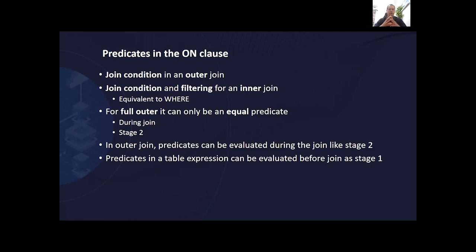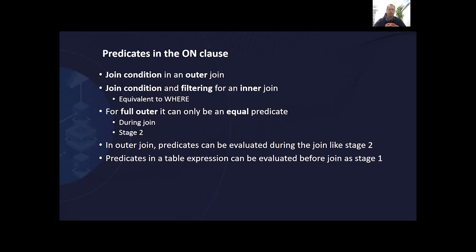join condition and filtering for an inner join can be done in the ON clause. For the outer joins, it's only the join condition, not filtering. So this is really important to understand. I know I am repeating this many times, but I have seen some errors on that. The ON clause was containing filtering, which didn't work. For a full outer join, it can be only an equal predicate.